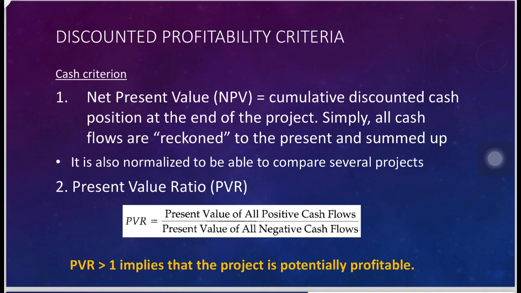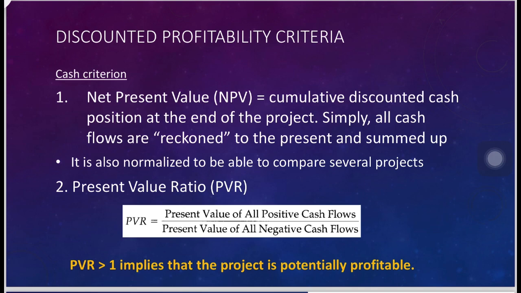So it is also normalized to be able to compare several projects. Okay, so if you have to choose between projects with different project lives, then it is better to use this discounted profitability criteria because it is normalized to the present value. Okay.